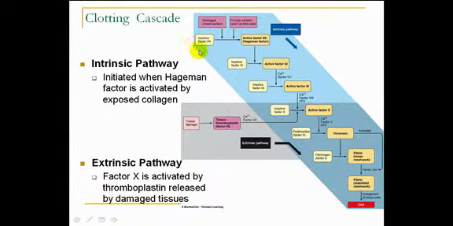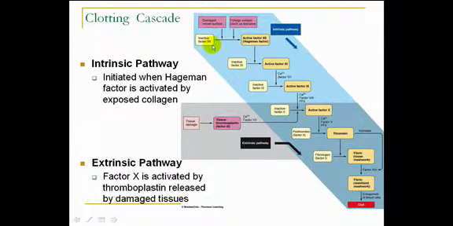So this is the cascade. There are 12 factors. Now, wouldn't it be easy if factor 1 activated factor 2, which activated factor 3 in numerical order? Of course that would be easy. But the factors weren't named for the order that they occur in the cascade. They were named in the order that they were discovered. So it's not numerical, which makes it a little more difficult to memorize the clotting cascade.